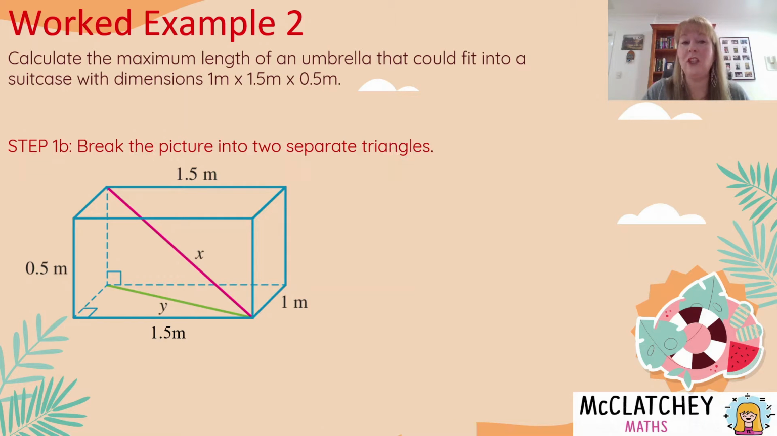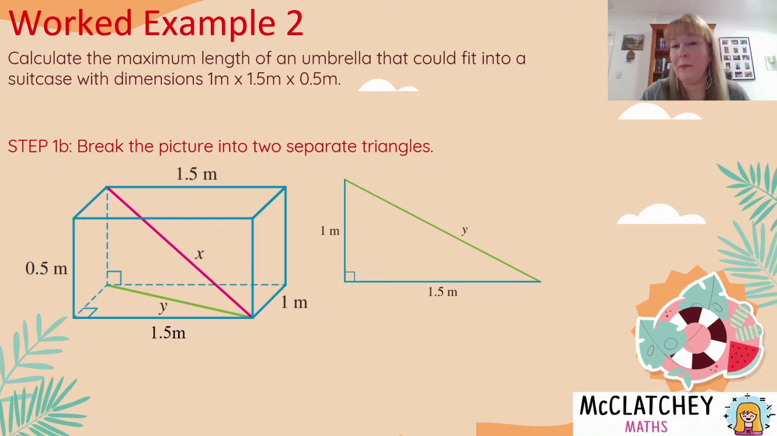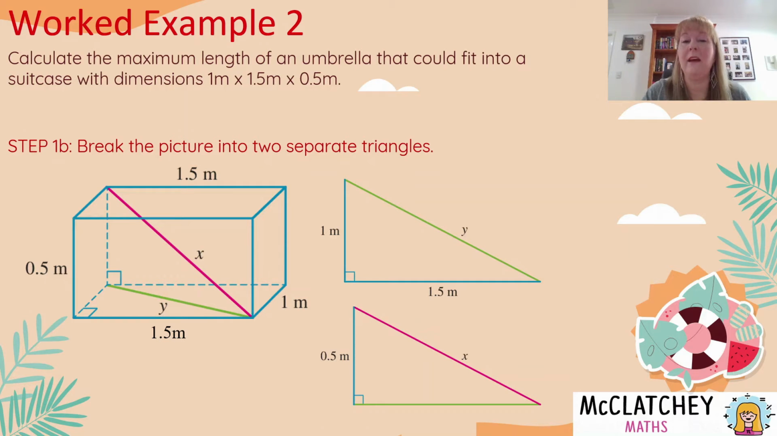So now that we've got our picture, it's actually a good idea to break this picture up into two separate triangles. And our first triangle is going to be 1 meter as its height, and then 1.5 meters, and you can see that's actually the base of the box. We've got that green side there with the Y, the unknown, and that's the hypotenuse of the triangle that sits in the base of the box. So that's our first triangle. Then we're going to have a second triangle. We've split that out now. That's that one that sits invisibly inside the box with its hypotenuse extending from one top corner to the other bottom corner, and that's shown in pink.